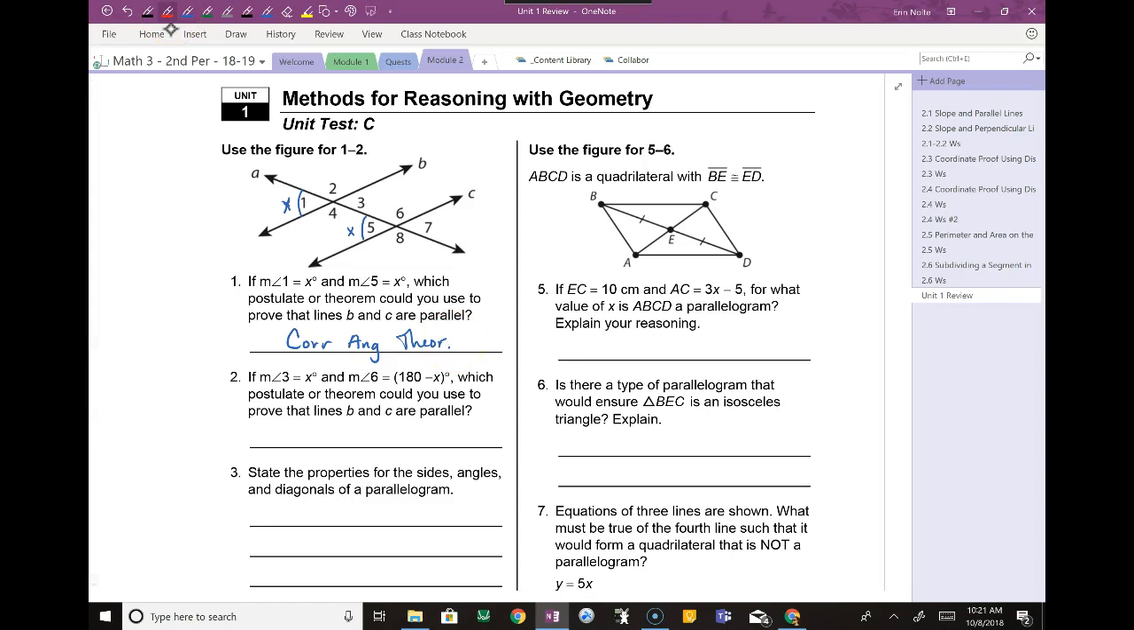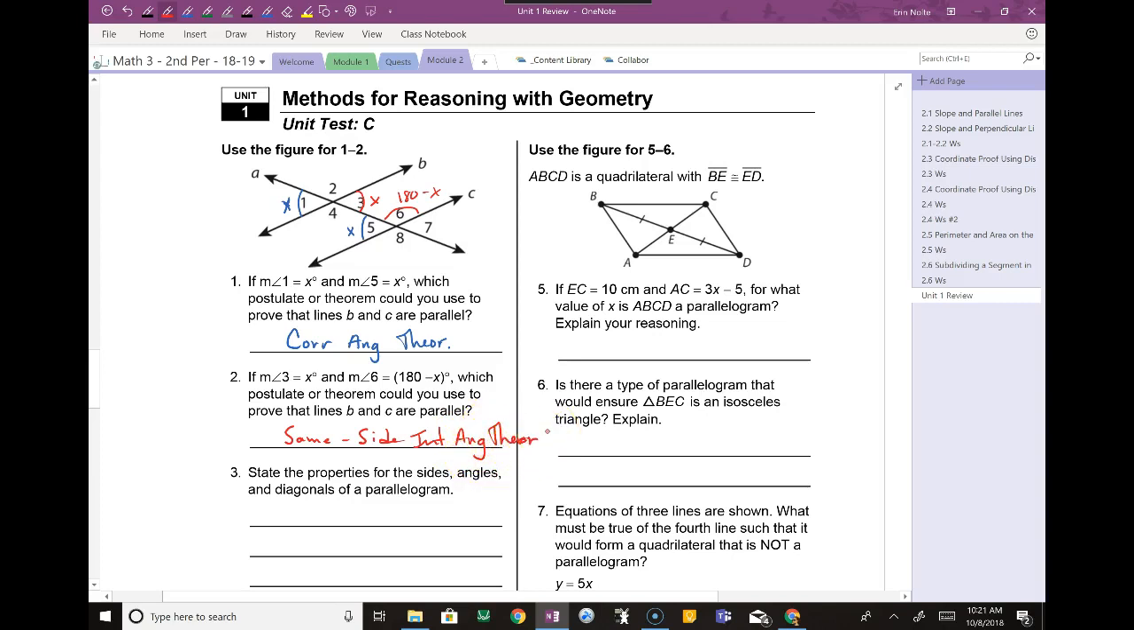For question number 2, we have angle 3, so we're going to let angle 3 be x, and we're going to have angle 6 be 180 minus x. Which theorem or postulate can we use to prove that B and C are actually parallel? Hopefully you look at those and say, okay, those are supplementary. So they are same side interiors. That would be by the same side interior angle theorem.